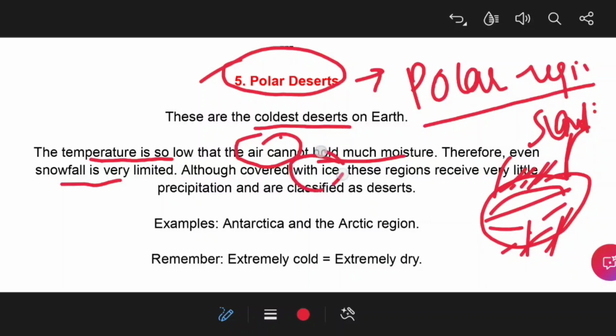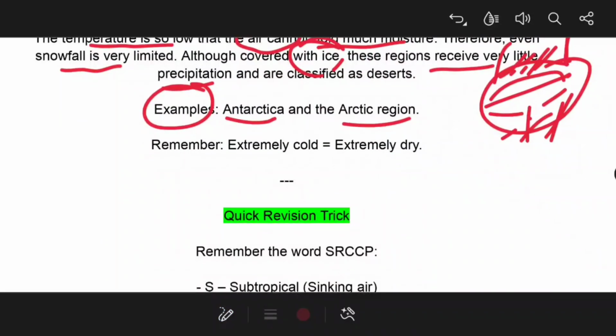Though covered with ice, these regions receive very little precipitation. Why? Because the air is dry and the temperature is very low. The temperature will be low, there will be no cloud formation, and if there is no cloud formation, then there will be no precipitation. Now you can note the example here, that is Antarctica or the Arctic region, and you can remember it very easily: extremely cold is extremely dry.